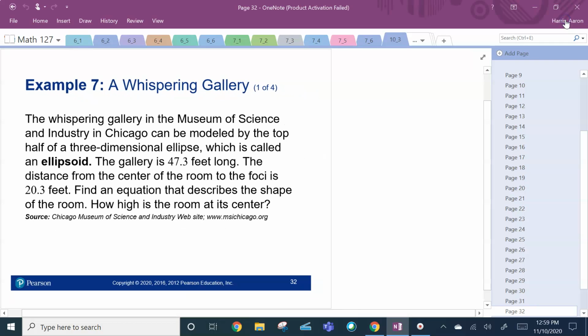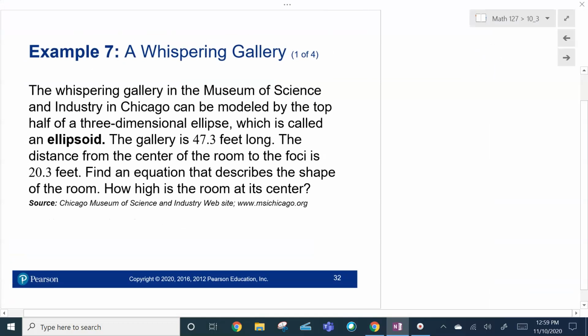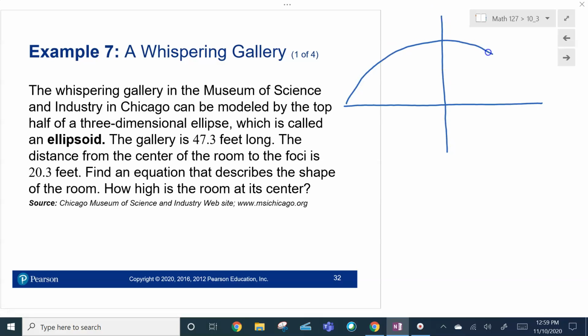All right, let's do an application here. We've got the Whispering Gallery in the Museum of Science and Industry in Chicago. It can be modeled by the top half of a 3-dimensional ellipse. So we can draw this thing, the top half of the ellipse. The gallery is 47.3 feet long.